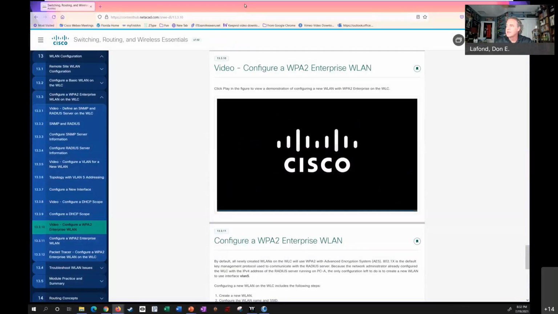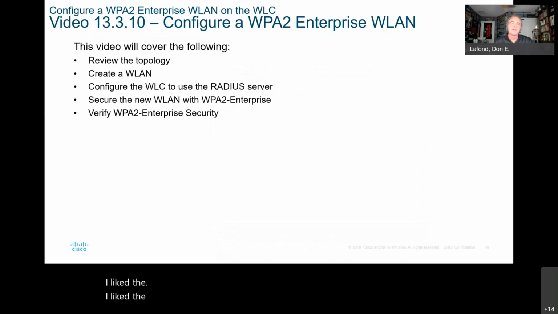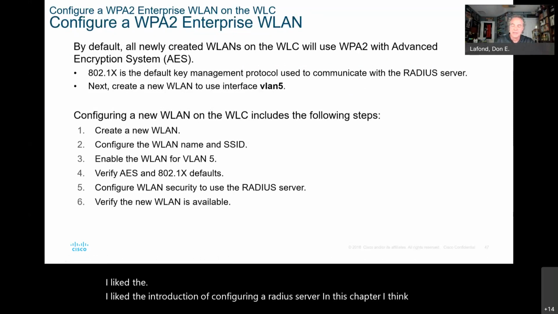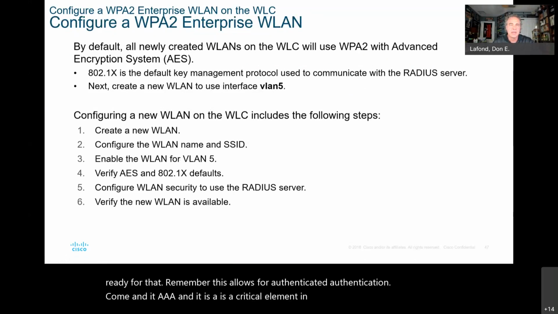Now, I liked the introduction of configuring a RADIUS server in this chapter. I think we are ready for that. Remember, this allows for authentication, and AAA is a critical element in allowing people to enter your network. So it's important to understand.